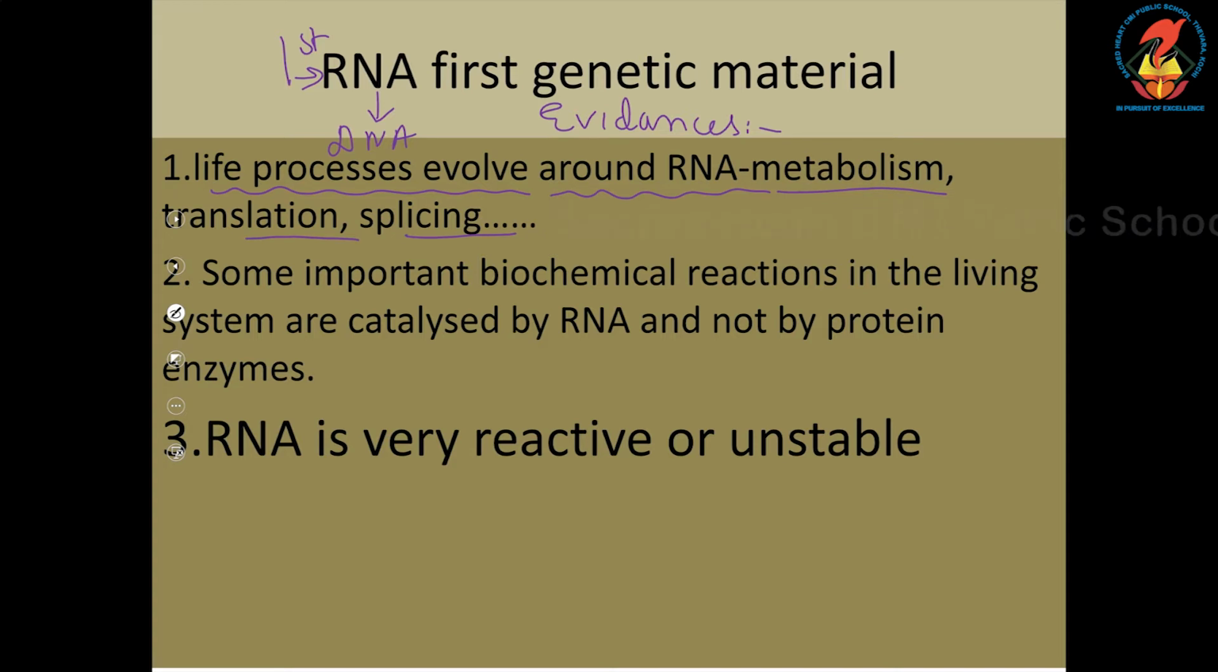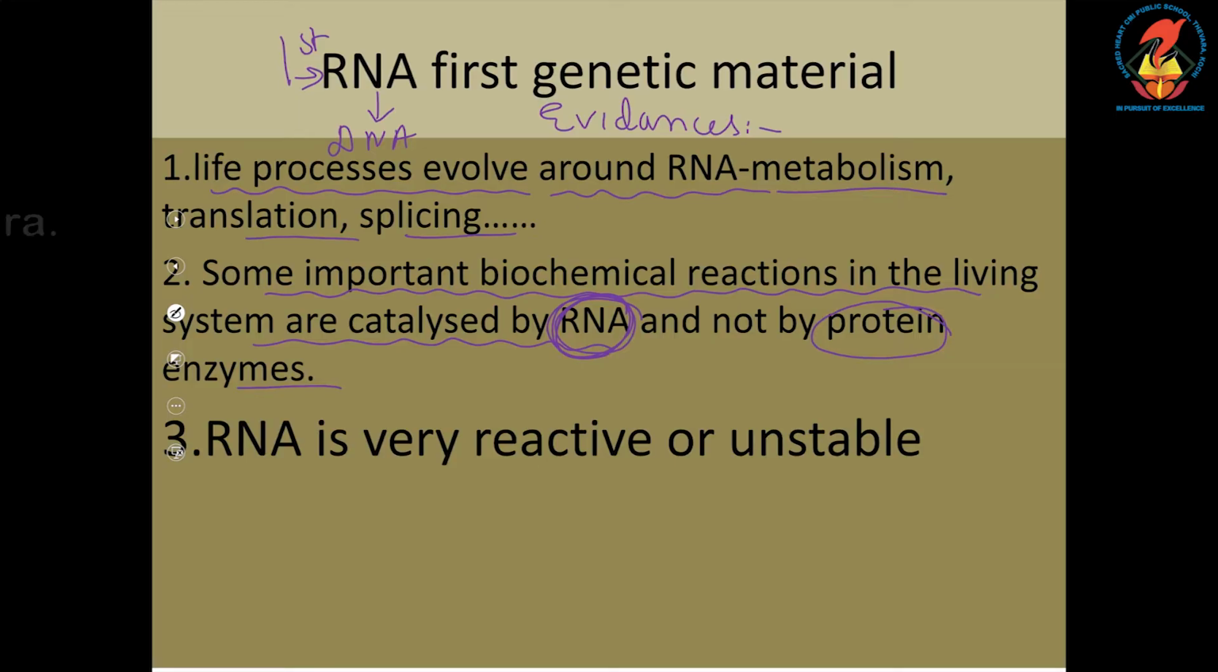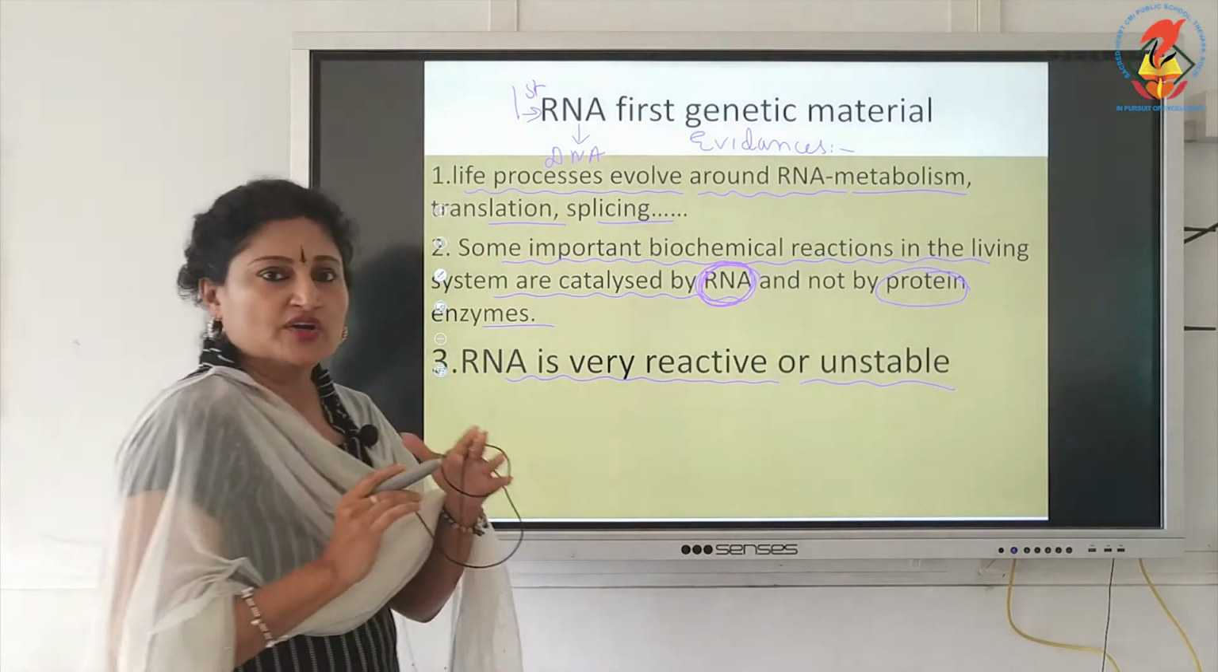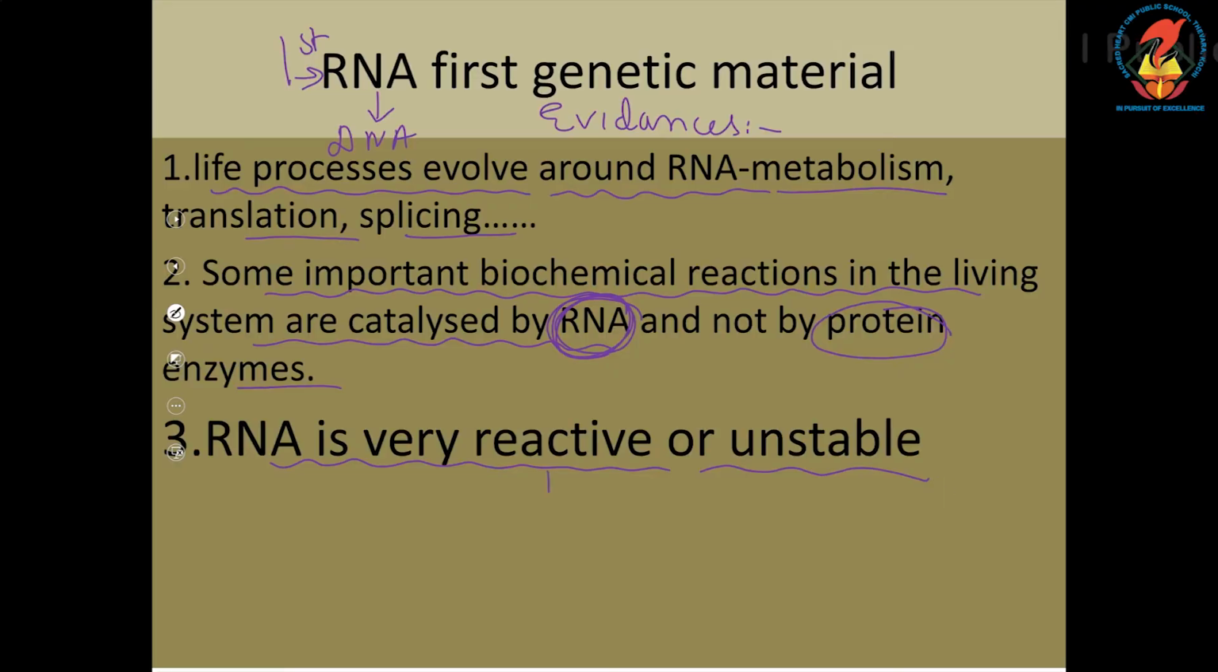The second reason to say that RNA was the first to evolve is that some important biochemical reactions in living systems are catalyzed by RNA and not by proteins as enzymes. We know most enzymes are proteins, but in some important biochemical reactions, RNA is used as the enzyme. And lastly, RNA is very reactive and unstable, so it will not remain for long on earth. It will get evolved or mutated, and it became DNA with a lot of chemical modifications.